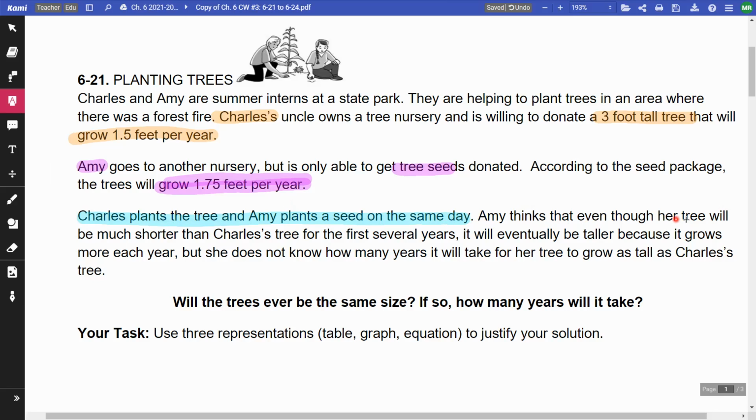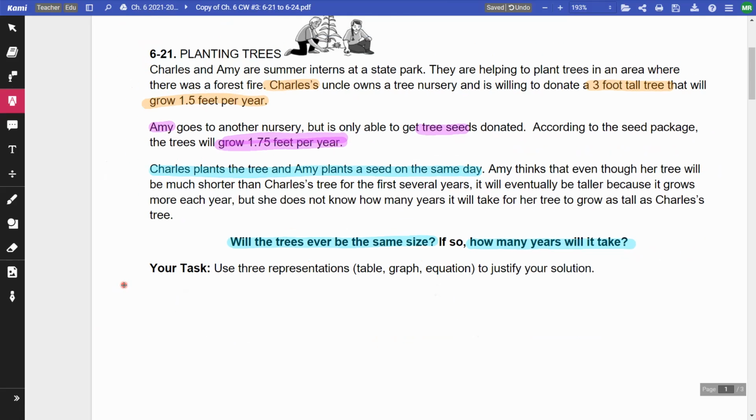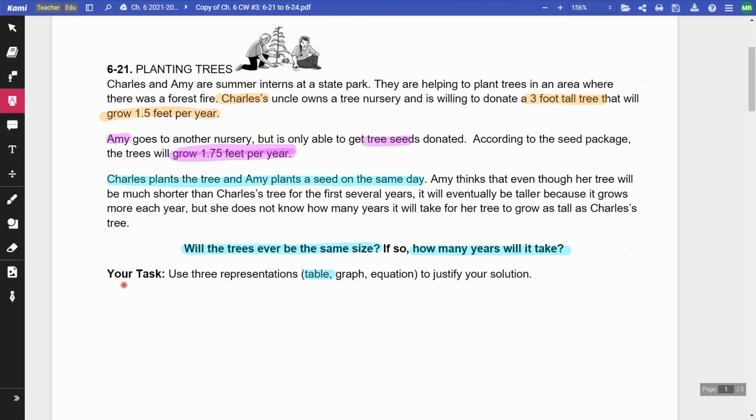Amy thinks that even though her tree will be much shorter than Charles's tree for the first several years, it will eventually be taller because it grows more each year. But she does not know how many years it will take for her tree to grow as tall as Charles's tree. Now, what they want us to do is figure out, will the trees ever be the same size? How many years will it take? We want to know when they'll be the same size at the same time. And they want us to use 3 representations: a table, a graph, and an equation.